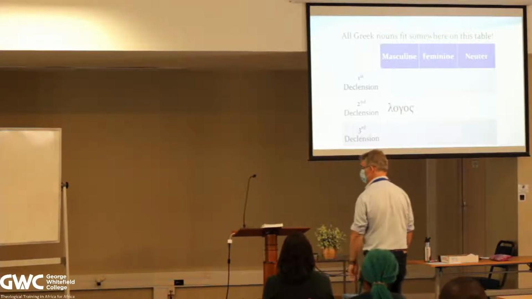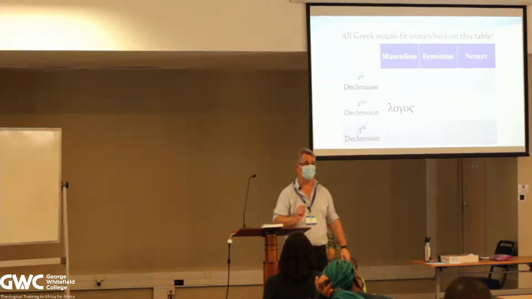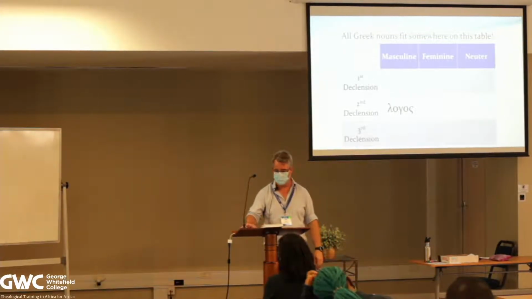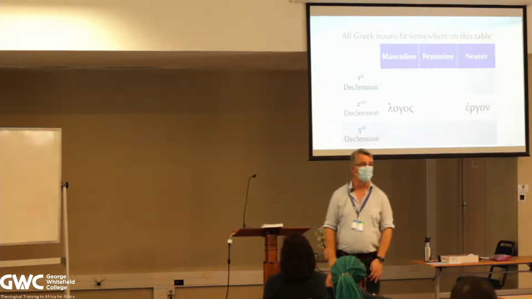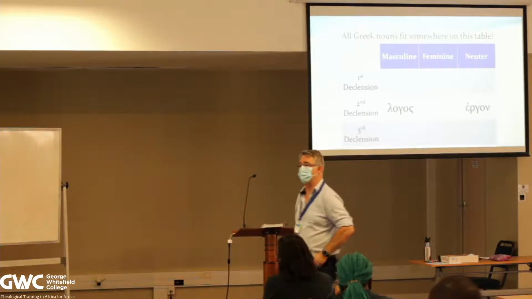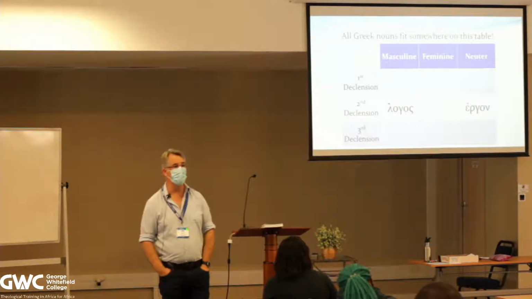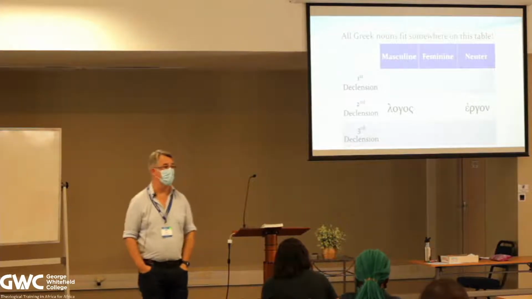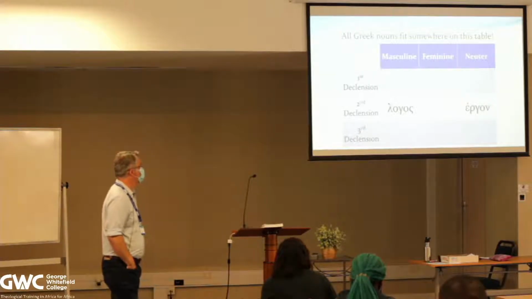And the first one we're going to look at is the second declension neuter nouns. And our favourite second declension neuter noun is ergon. Ergon is our favourite second declension neuter noun. And ergon means work, right? Work, work, work. Ergon means work.